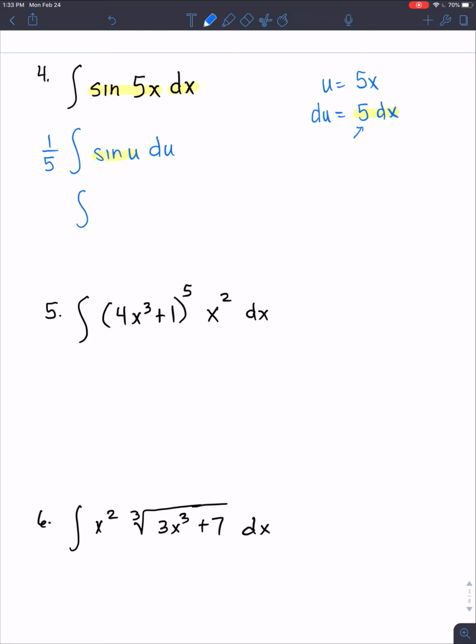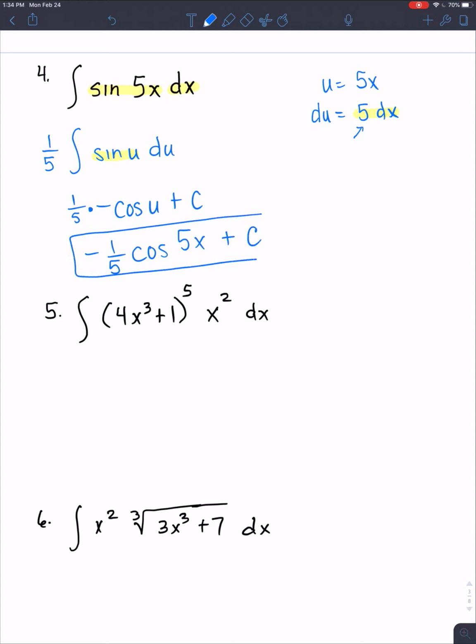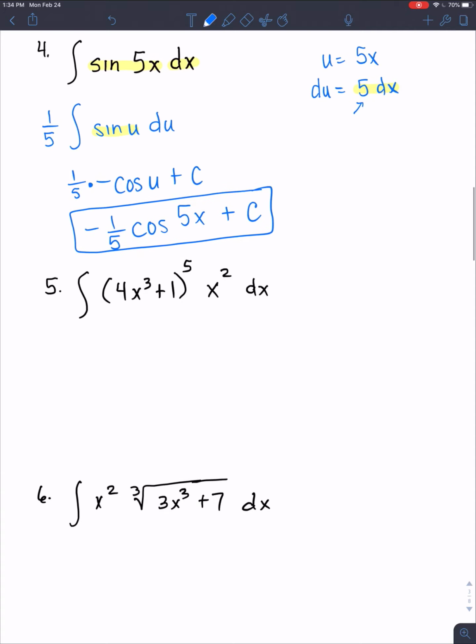The antiderivative of sine of u is negative cosine of u plus a constant, and then of course you had this 1/5 out front times that. So we're just going to have negative 1/5 cosine, and if we replace u, 5x plus a constant. Okay.